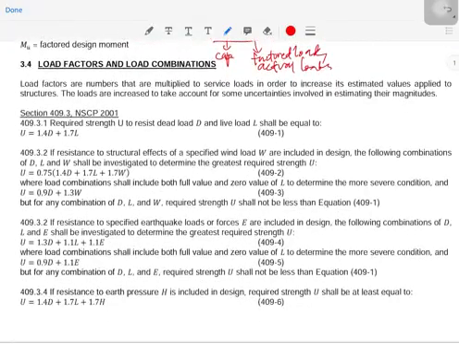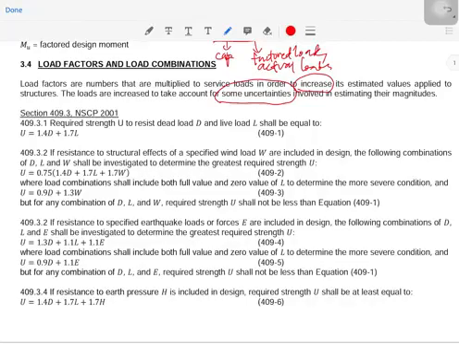Okay, so 3.4, load factors and load combinations. I think you're familiar already with this one, wherein factored loads are numbers that are multiplied to service loads in order to increase their estimated values applied to structures. So the loads are increased to take into account some uncertainties involved in estimating their magnitudes. Okay, so at least you have an allowance for uncertainties. That is one of the main purposes of having load factors.